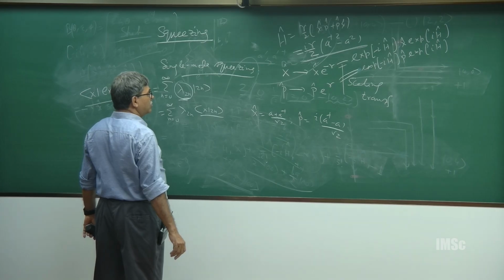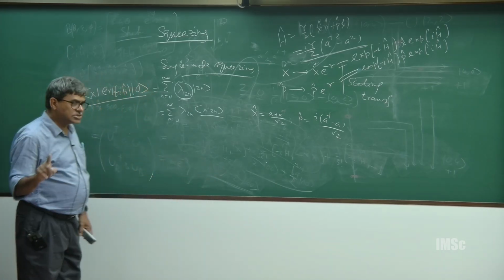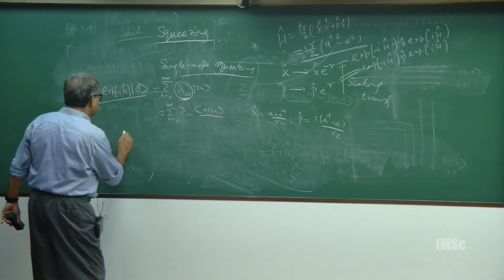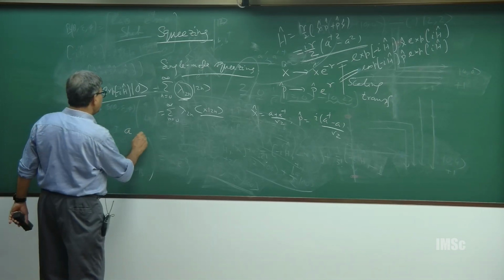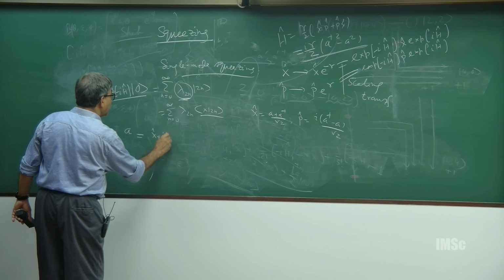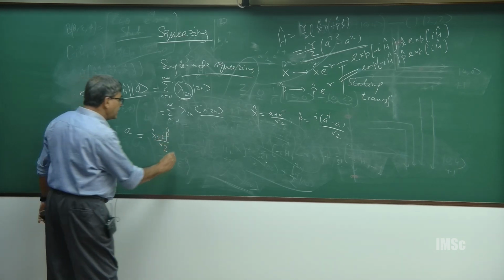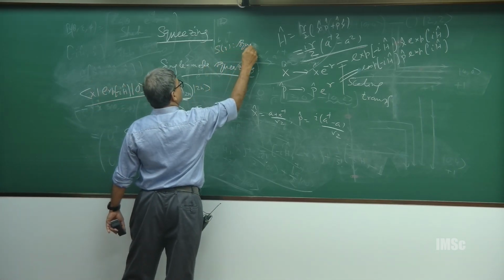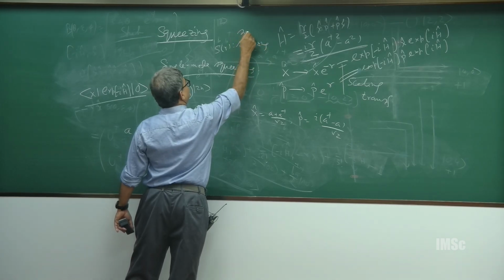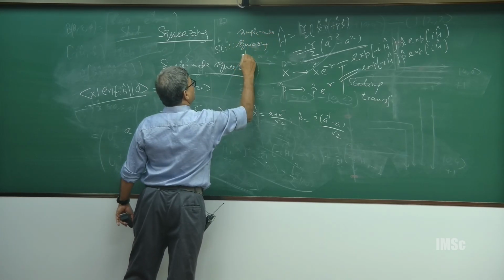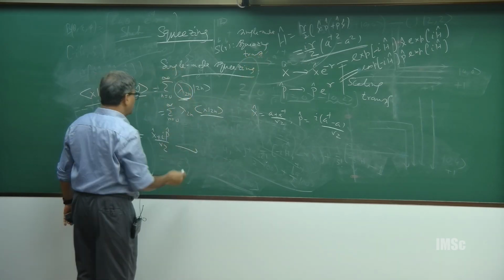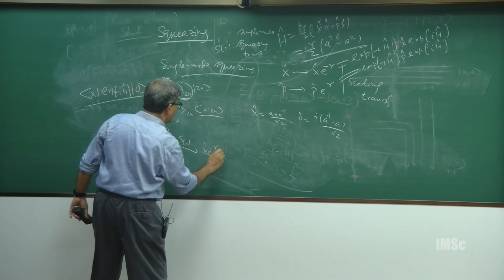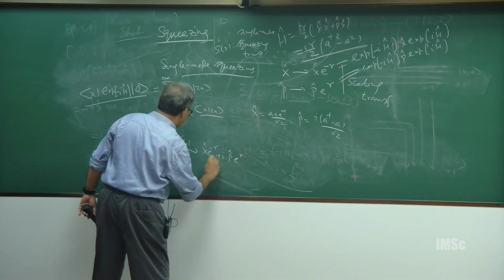So under this transformation, where will a go? a is x plus i p by root 2, right. Under the squeezing, let me call it S of r, which is of course a unitary single mode squeezing transformation, this will go to x e to the power minus r plus i p e to the power r, by root 2.